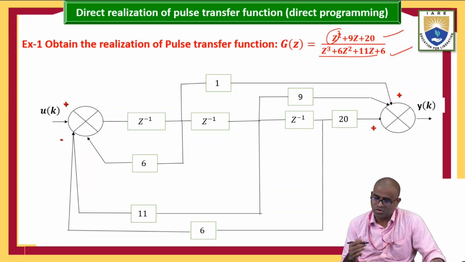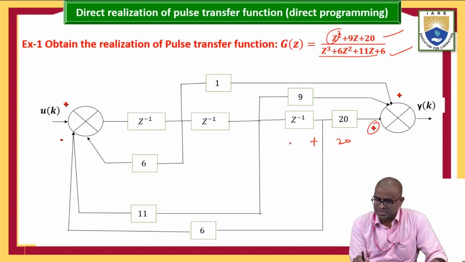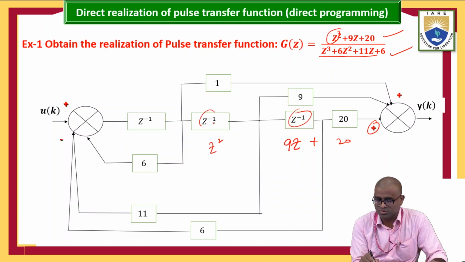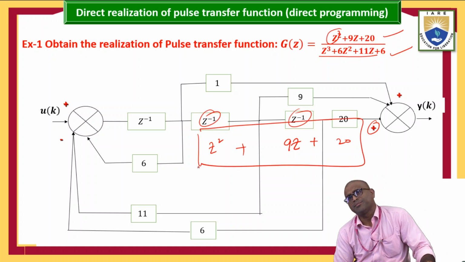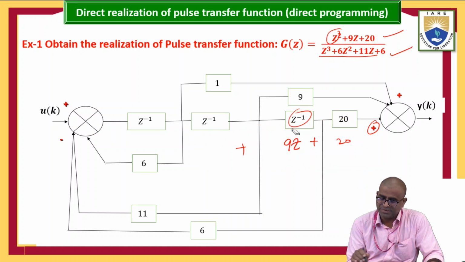Otherwise, if you go in this also, here plus is there, no? Total addition: 20 plus 9 z power of minus 1, that is z, plus z square. Why? Because it is 1, it is 2. So z square plus 9z plus 20. Now coming to the feedback function.